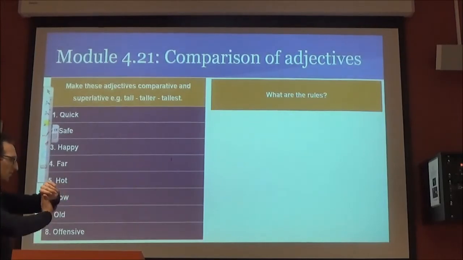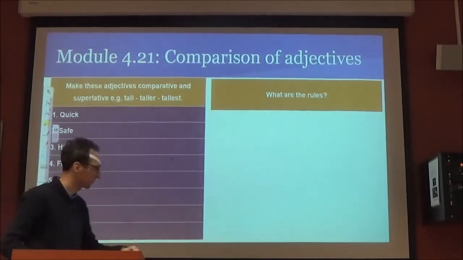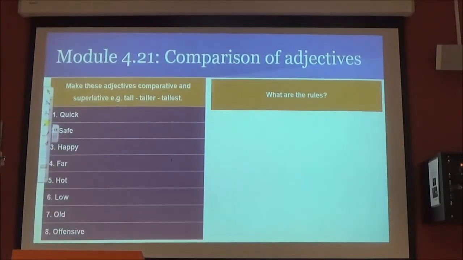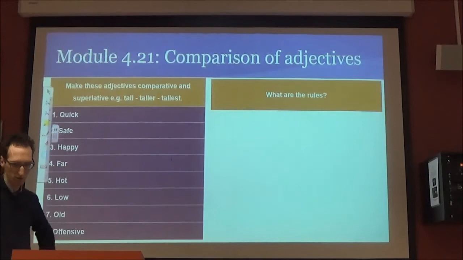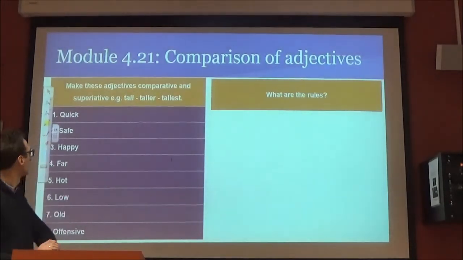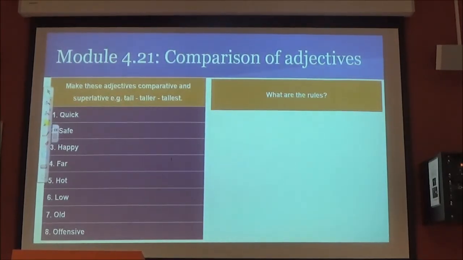Okay, this time I'll give you slightly less time because we're running out of time otherwise. Here's another exercise. Can you make these comparative? So, for example, tall, taller, tallest. So if you want to compare something, he is taller than she. How do you do that? Quick, safe, happy, far, hot, low, old, and offensive. Let's look at the answers.